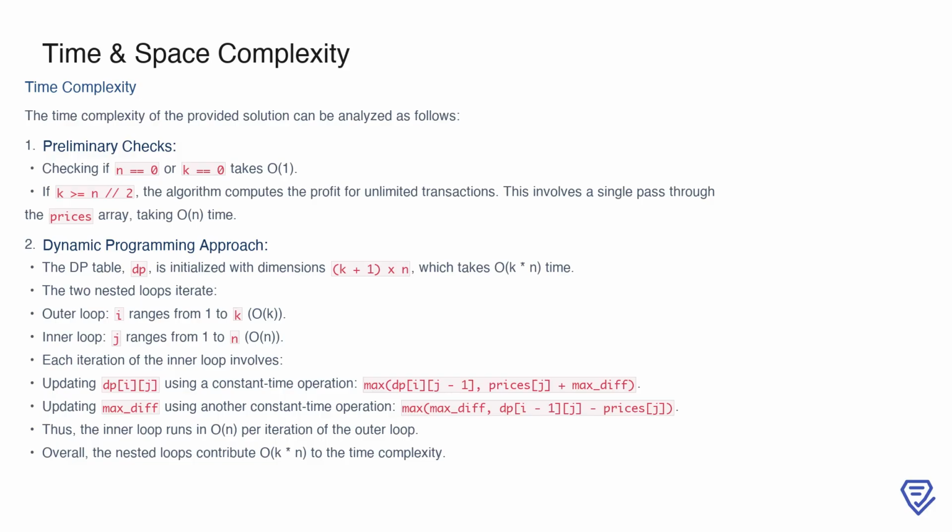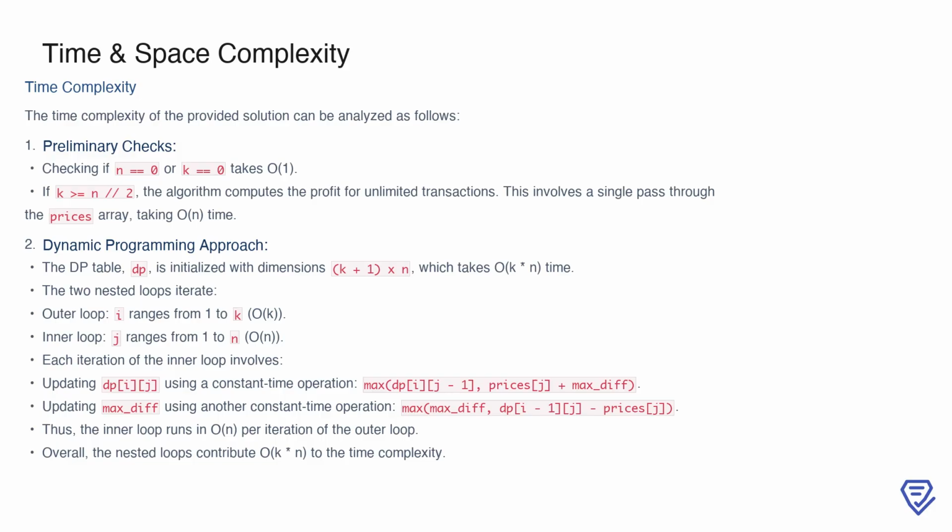Now, for the dynamic programming approach, the DP table is initialized with dimensions (k plus 1) by n, which takes O(k*n) time. Next, we have 2 nested loops. The outer loop iterates over the transaction count, i, from 1 to k, running O(k) times. The inner loop iterates over the days, j, from 1 to n, running O(n) times for each transaction. Inside the inner loop, each operation, whether updating the DP table or calculating the maximum difference, is constant time, O(1). Therefore, the nested loops contribute O(k*n) time.